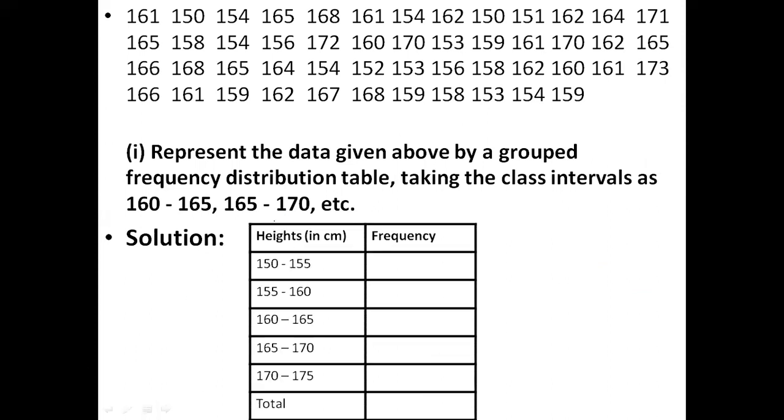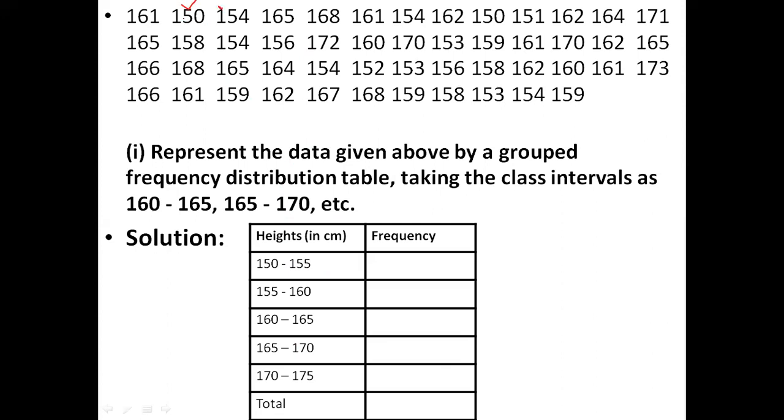So this is the frequency distribution table where we've taken heights in centimeters and the frequency. We have made different class intervals starting from 150 because we know 150 is the lowest value, and up to 175 because we have already seen that 172 is the highest value. Now we will start seeing the frequency. So 150 to 155, all those which are coming in that range. I know 150 comes.